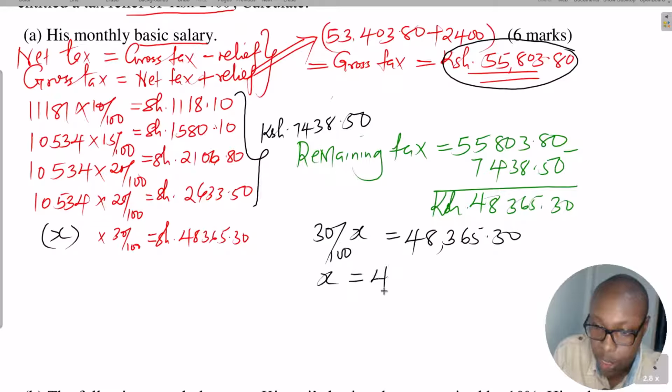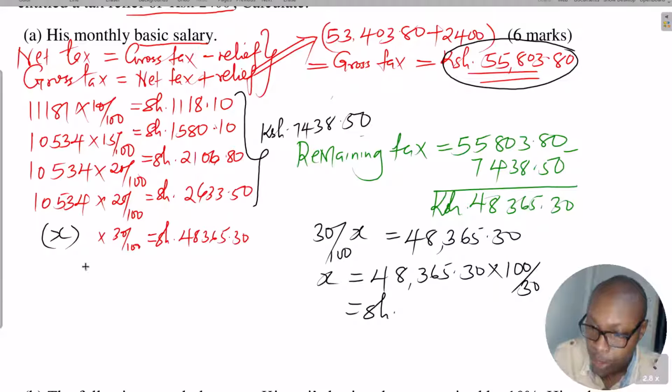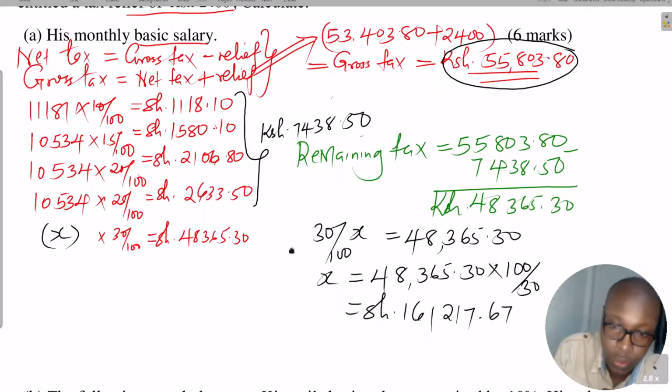X will be given by 48,365 and 30 cents multiplied by, you want to make x the subject, so multiply both sides by the reciprocal of 30 over 100, which is 100 divided by 30. So this will give you the taxable income in the last band. Multiply 48,365 and 30 cents by 100 divided by 30. This gives 161,217 and 67 cents.